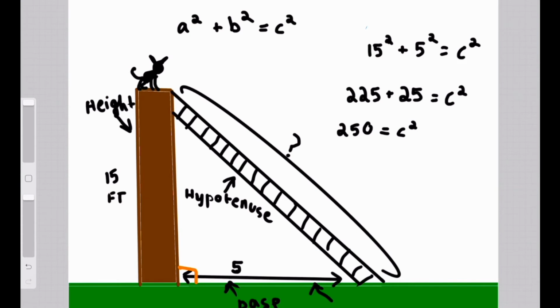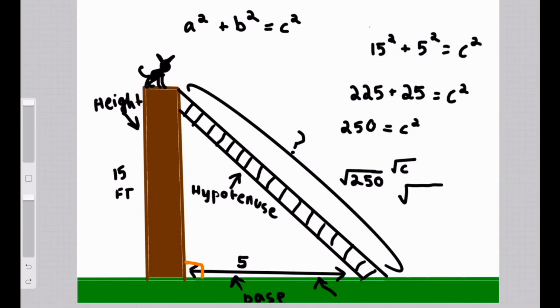And to find the actual c, aka the hypotenuse, we need to find the square root of 250 in order to cancel the exponent there. So the square root of 250, let's go ahead and simplify that. So 250 is nothing but 25 multiplied by 10, and coincidentally, 25 just happens to be 5 squared. It's a perfect square. So 5 squared multiplied by 10.